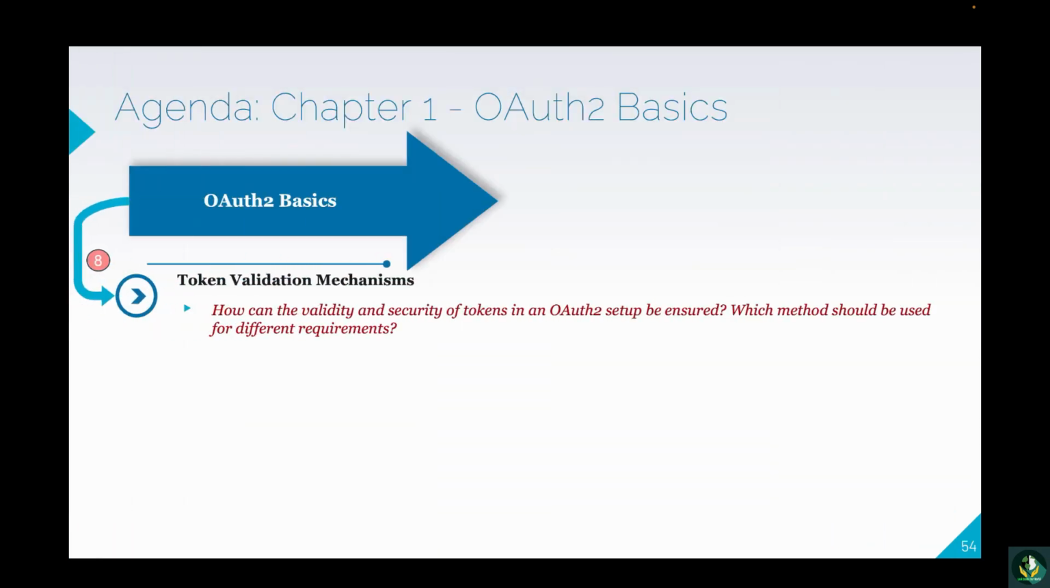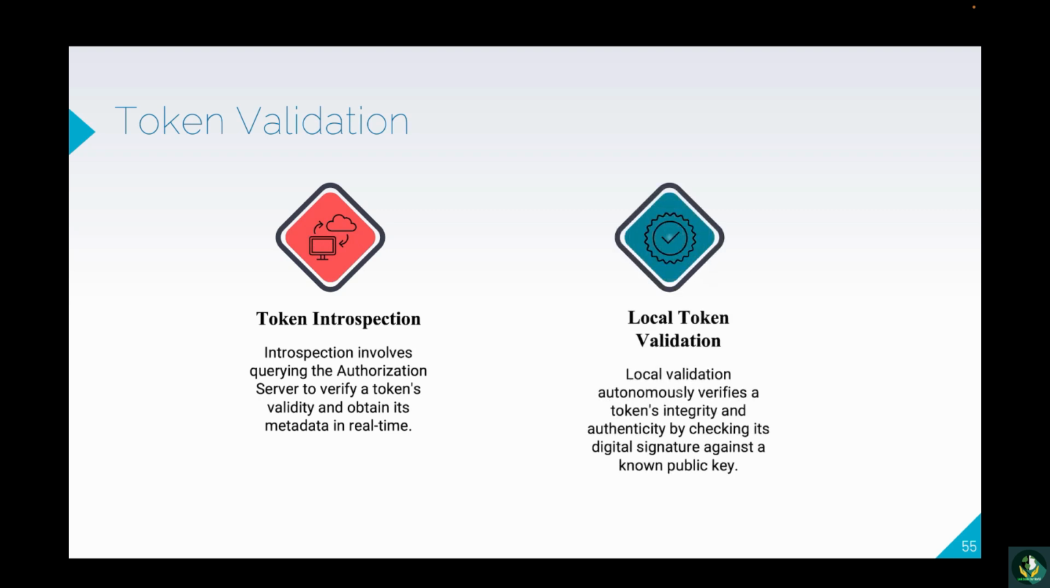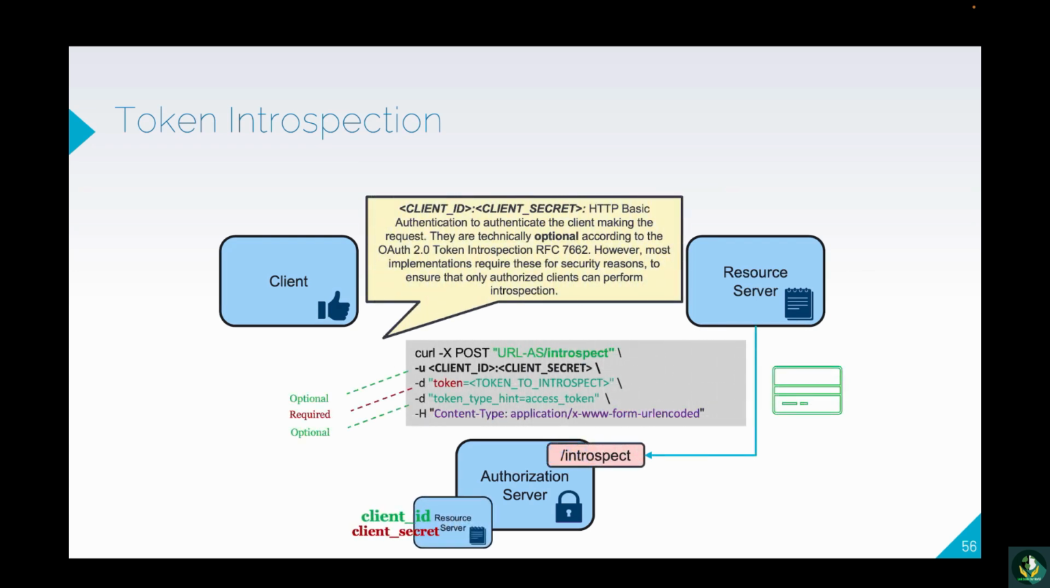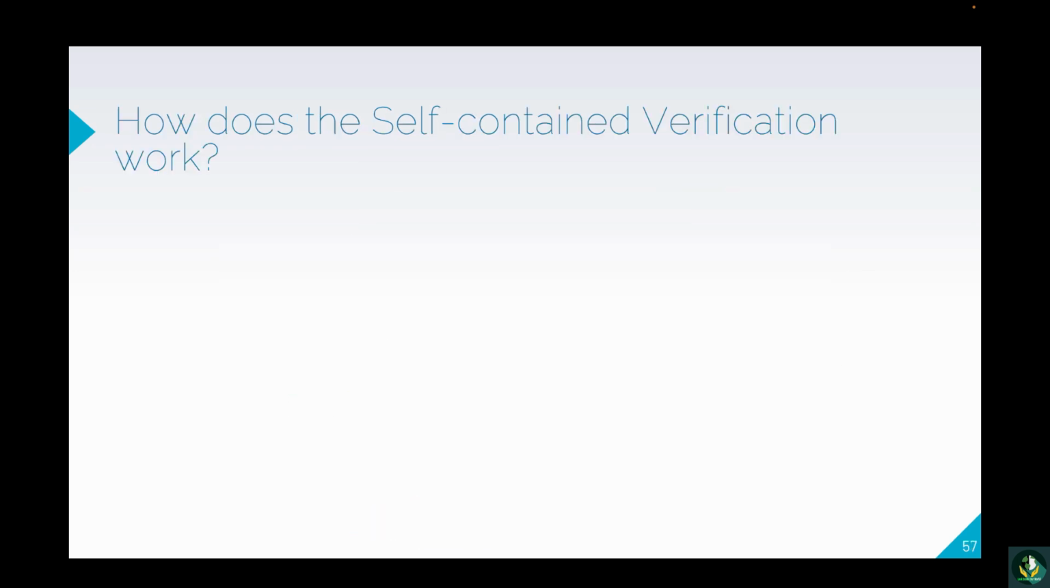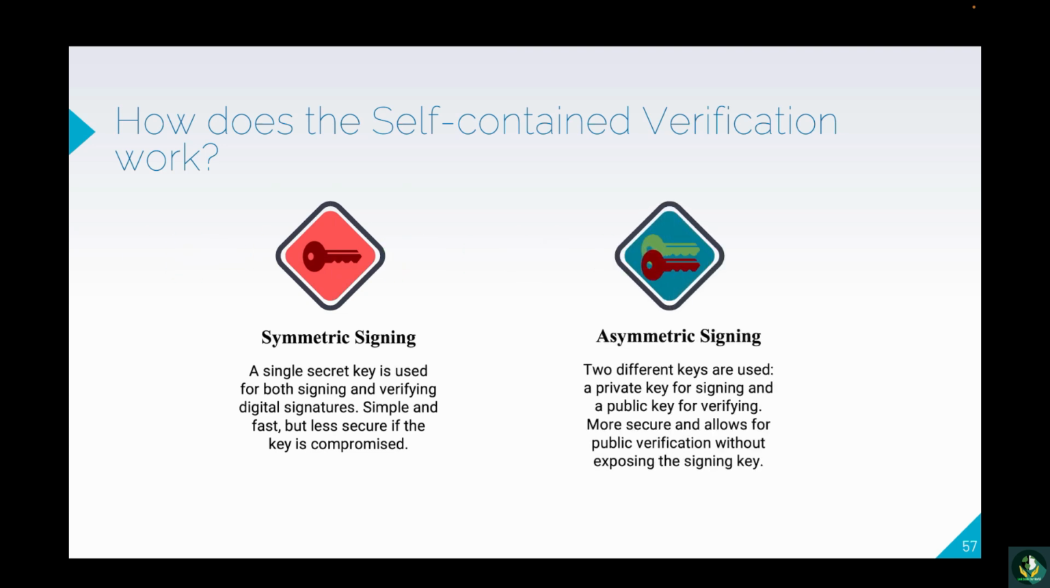We'll discuss how to ensure the validity and security of tokens in an OAuth 2 setup. We'll explore two mechanisms: token introspection, online validation, and self-contained token validation, offline validation. We'll delve into how introspection works to validate tokens in real time. Similarly, we'll examine how self-validation functions using symmetric and asymmetric signing algorithms, providing better architectural implementation.